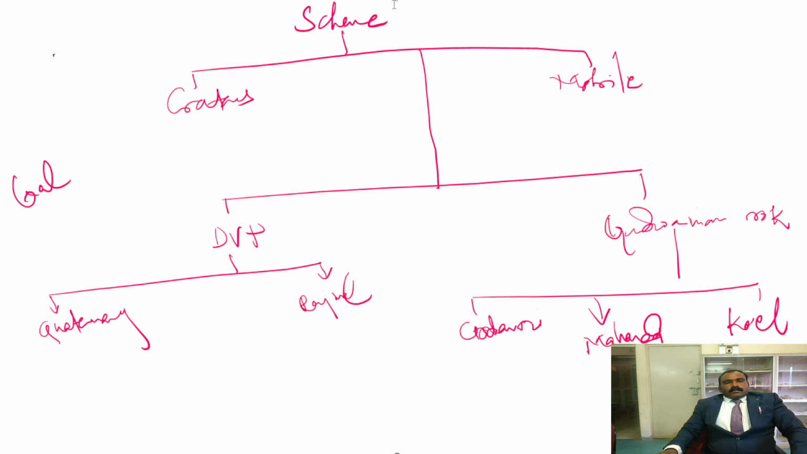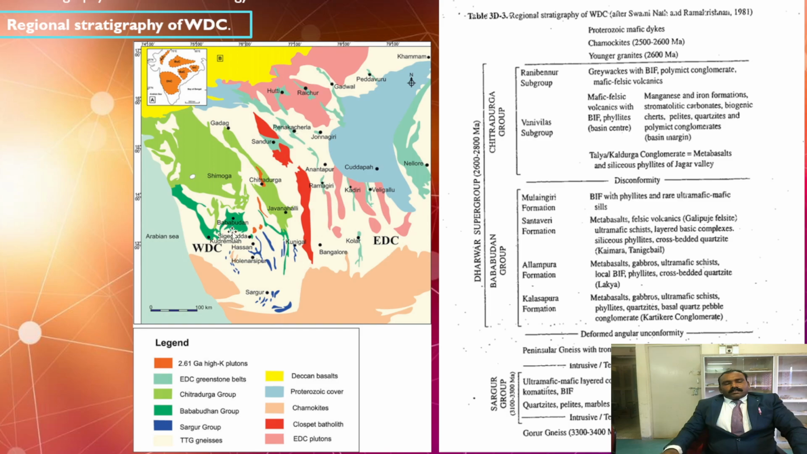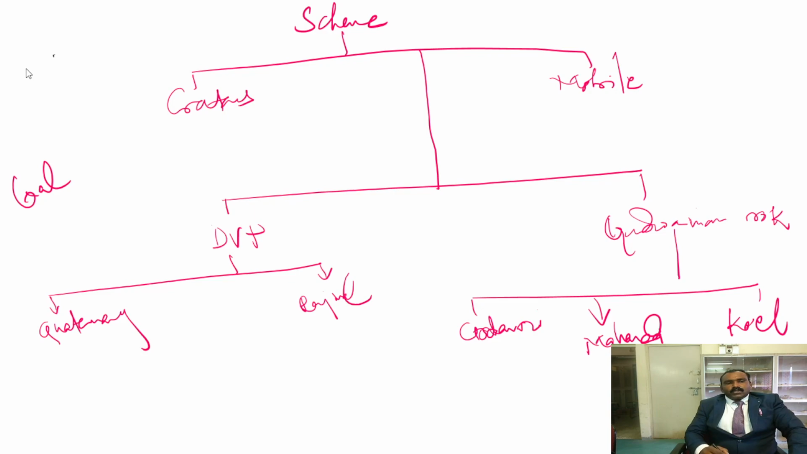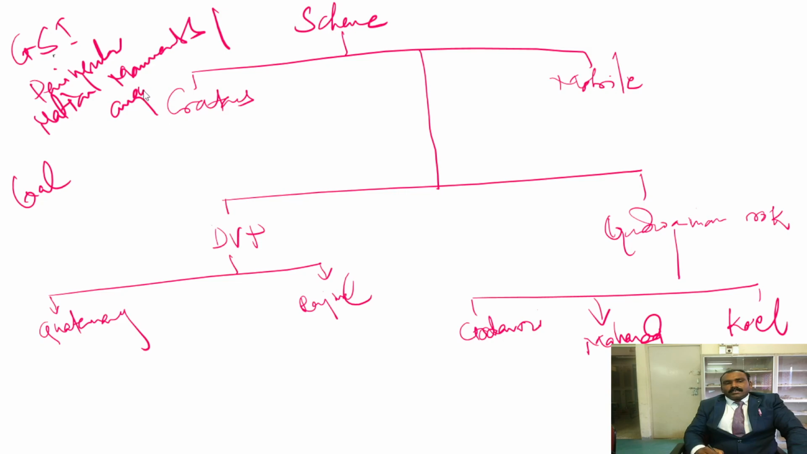As far as the peninsular gneiss is concerned, one more topic I would like to discuss here is that the Geological Survey of India has already given it the status of a national monument. Peninsular gneiss was treated as a national monument, or national antiquity. This discussion was over in the first super lecture.